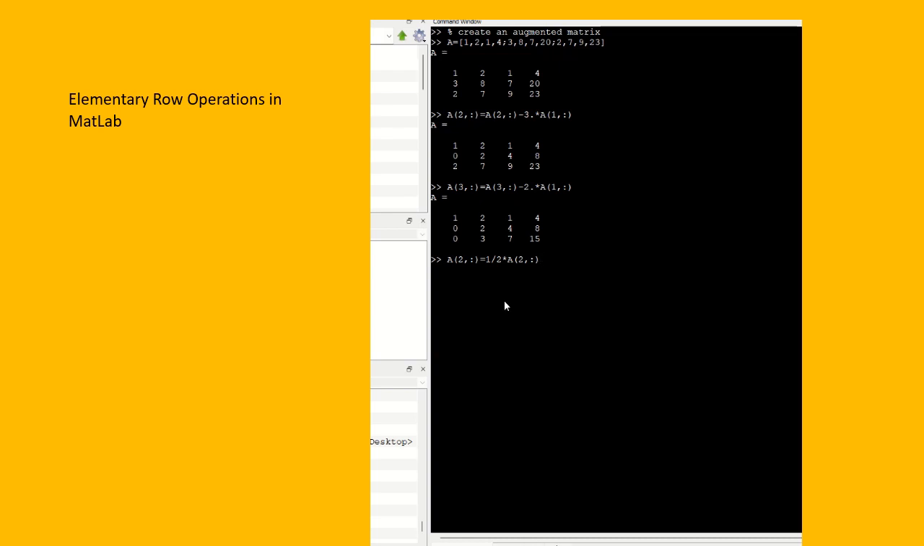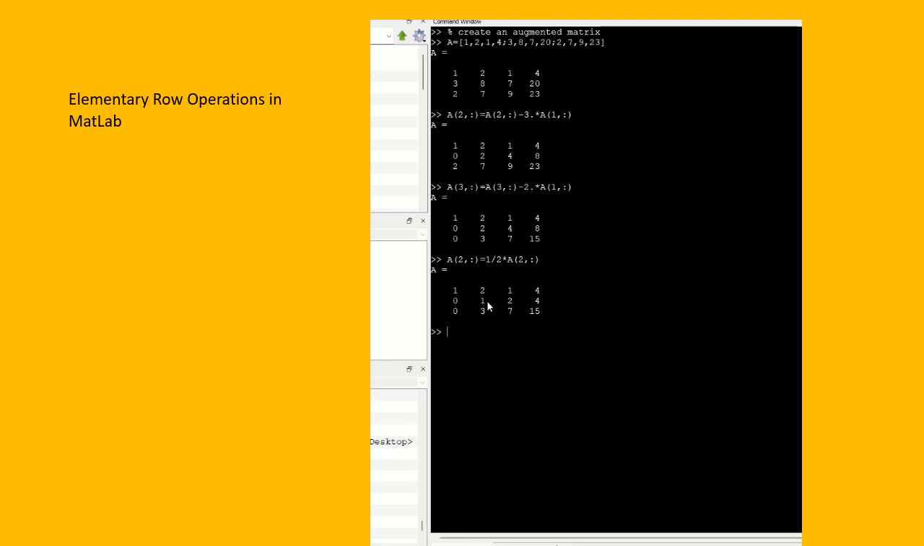Okay, this time I didn't use dot star for multiplication. I think just a star will work here. Let's see if it does. So I hit enter, and yes, it did. The second row now, instead of being 0, 2, 4, 8, is 0, 1, 2, 4. And now let's get a 0 down here instead of a 3.